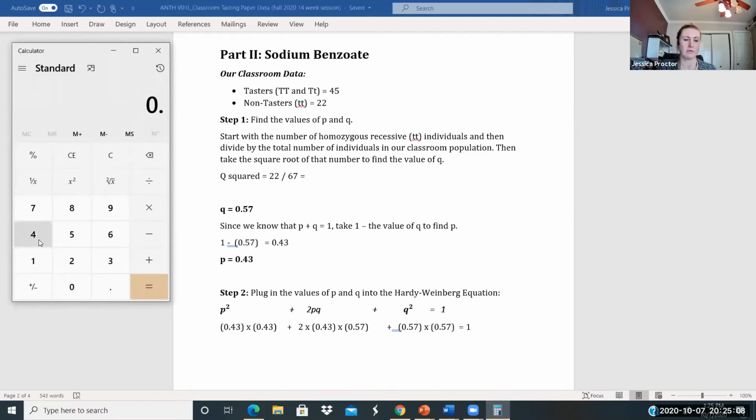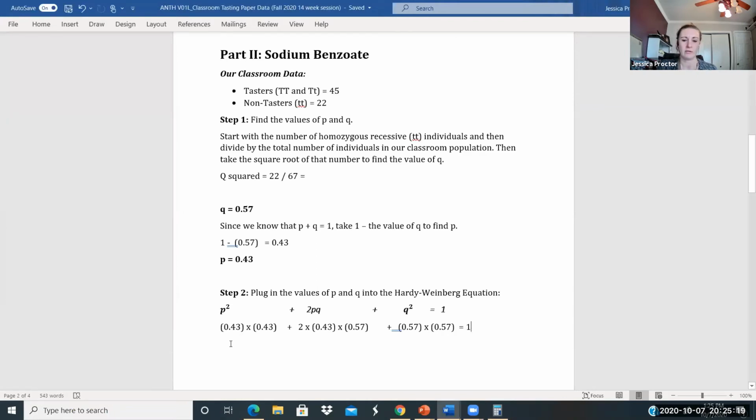We pull up our calculator. So for P squared, we're taking 0.43 squared, which gives us this number. We're going to round to 2, so we're looking at that third number. Since it's 4 and below, we're going to leave it the same. So our frequency for homozygous dominant is 0.18. Remember, P squared is always representing the homozygous dominant genotype. If we want to turn it into a percentage, piece of cake, we just move our decimal 2 places: 18% homozygous dominant. So now we know that 18% of our classroom population is homozygous dominant at the locus that codes for whether or not you can taste sodium benzoate.